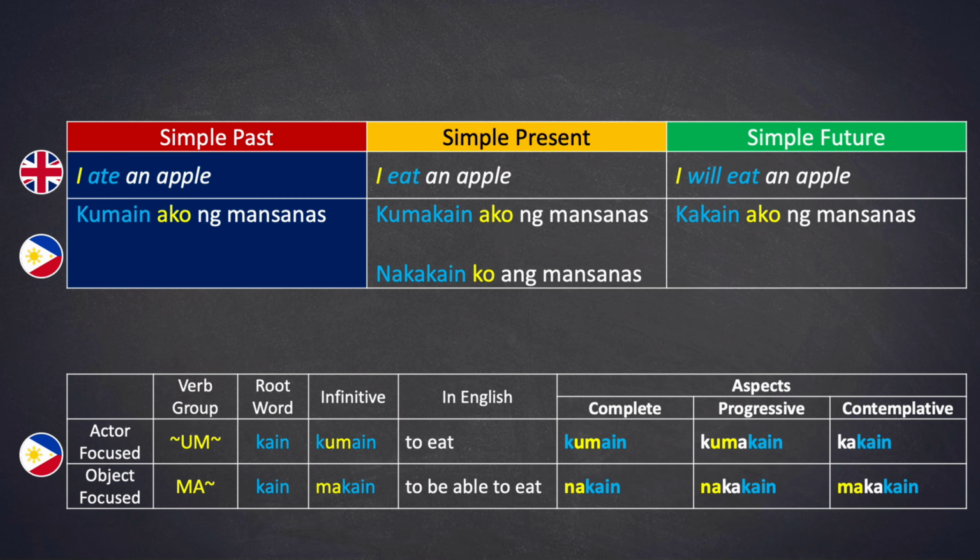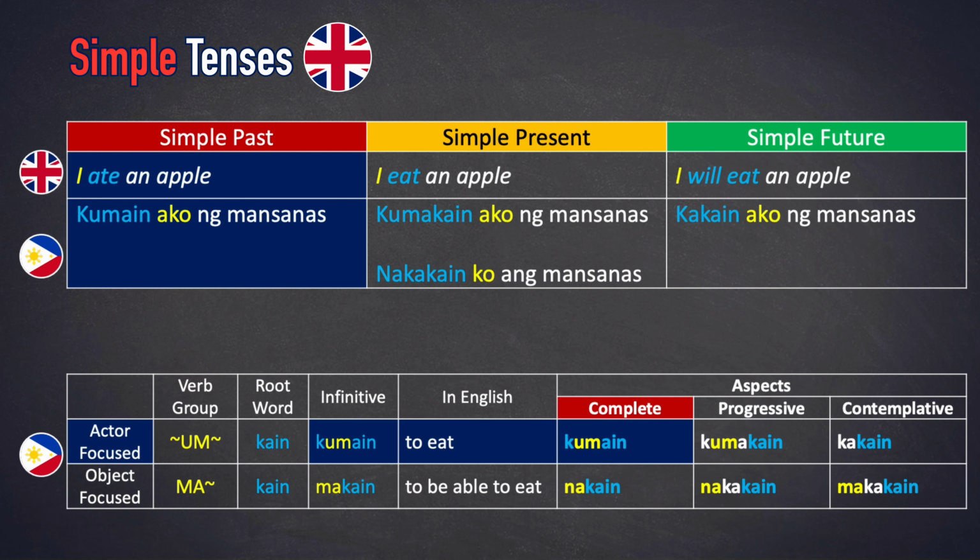Alright? Let's get it on with the simple past tense. We have, I ate an apple. Kumain ako ng mansanas. The Tagalog verb equivalent is the infinitive verb kumain, to eat, which is an actor-focused verb. The English sentence points to an apple, which is in Tagalog, ng mansanas.